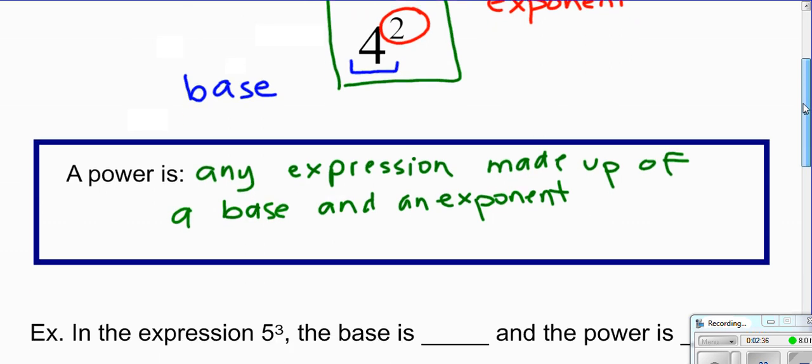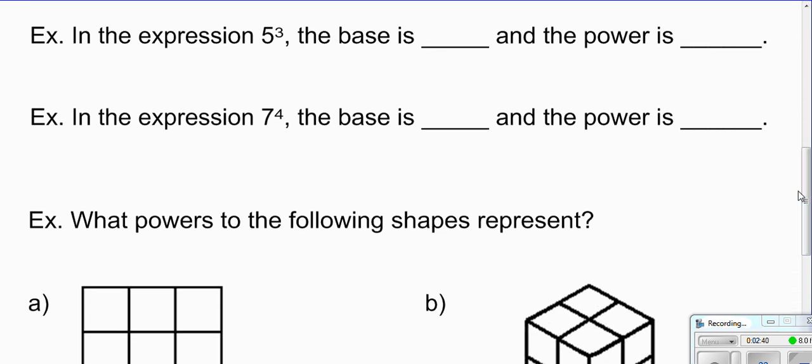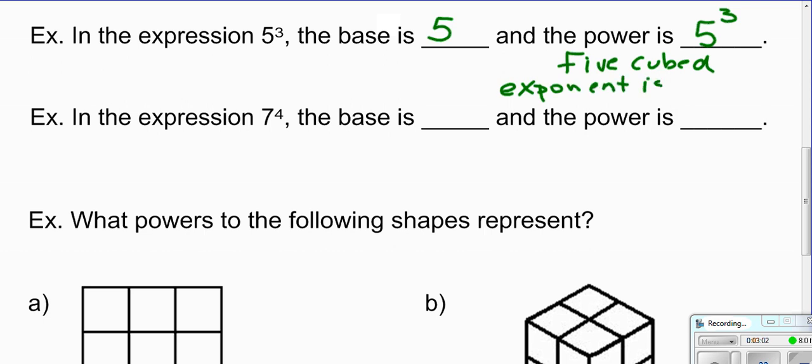So let's look at a couple examples. Here we have an expression 5 to the power of 3. In this case, the base is 5, and the power is 5 to the power of 3, or we could say that it is 5 cubed, and the exponent is 3.